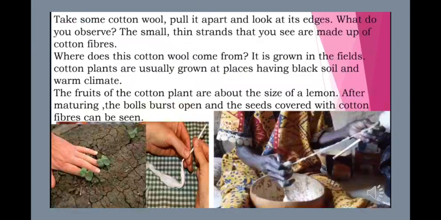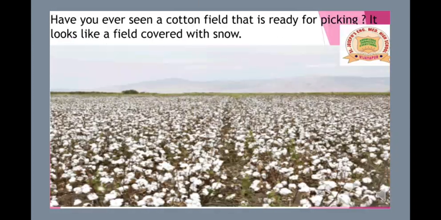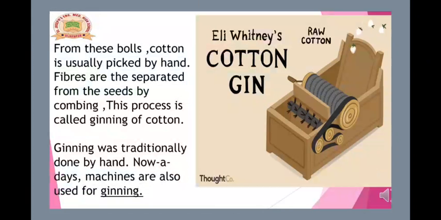Cotton plants are usually grown at places having black soil and warm climate. The fruits of the cotton plant are about the size of a lemon. After maturing, the bolls burst open and the seeds covered with cotton fibers can be seen. Now you might have seen cotton plants in the field when it is ready for picking. It looks like a field that is covered with snow.